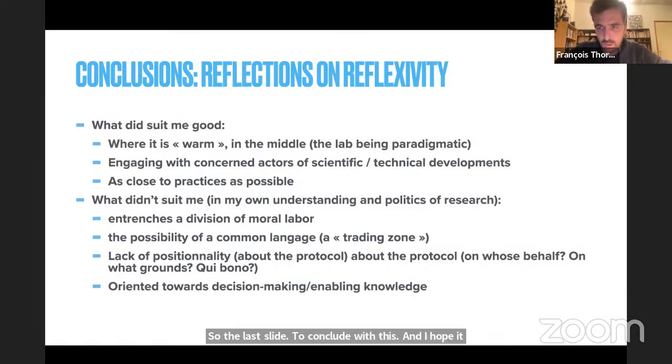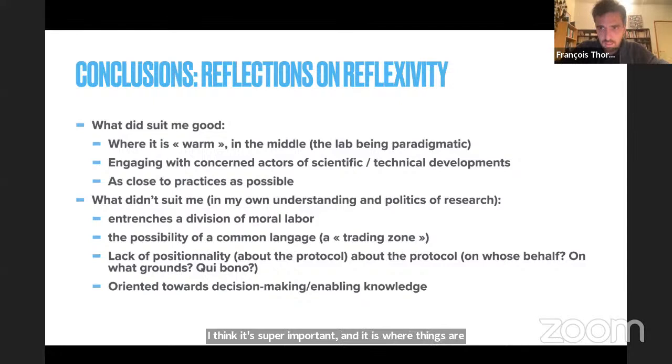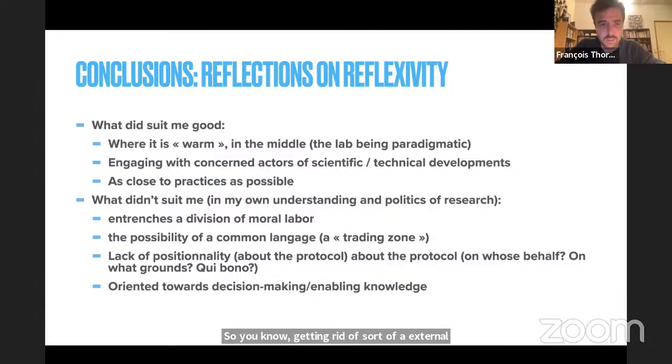What I learned from STIR, and I really try to nurture as precious learnings in whatever I do now, is to go where it is warm, like going in the lab in the middle, like putting your hands in the dirt. I think it's super important, and it is where things are happening, like in the middle. This whole idea remains very important to me. Also, this idea of engaging, so not being afraid of taking positions and interacting with actors who are the first concerned by those scientific and technological developments. So, getting rid of a sort of external neutrality posture, I think, is really, really important. And getting hands-on with practices is super important as well, I think.